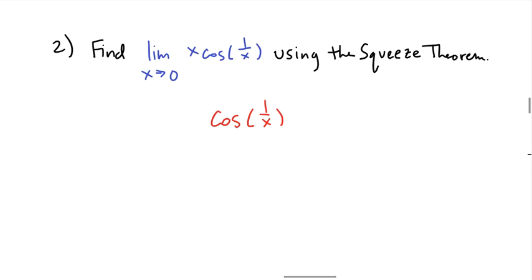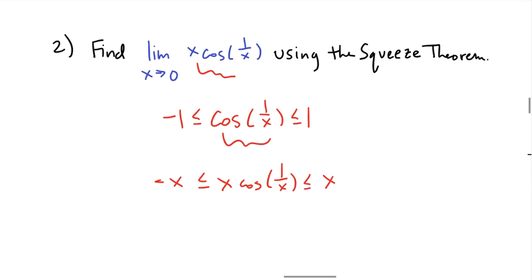So the trig functions, sine and cosine, not tangent, but sine and cosine, it doesn't matter what input value you give it, it's always going to be between negative 1 and 1. So I'm going to go ahead and bound this between negative 1 and 1. And then I'm going to multiply out or add on whatever I need to do to make this middle function look like this function. So what I need to do is multiply everything by x. So I'm going to have negative x is less than x cosine 1 over x, which is less than positive x. And then I want to take my limits.